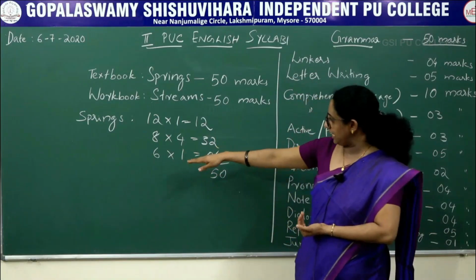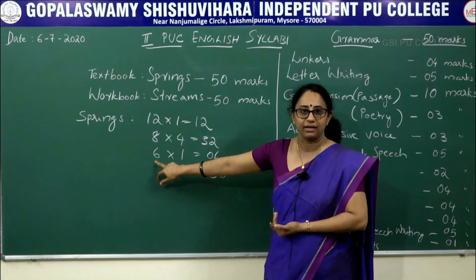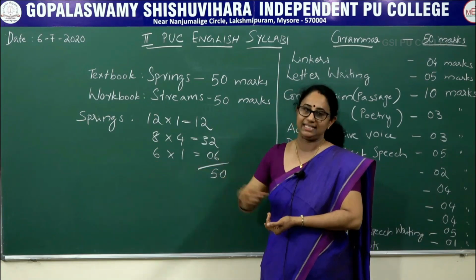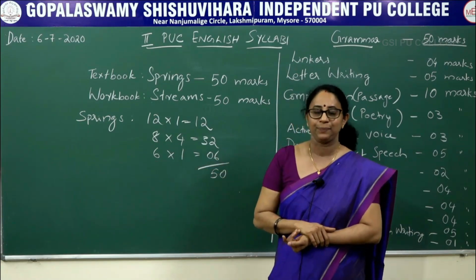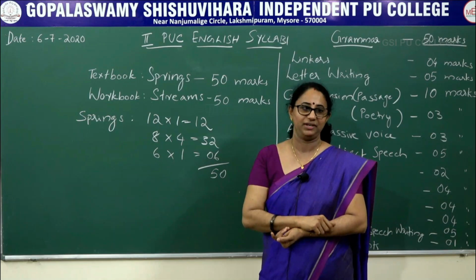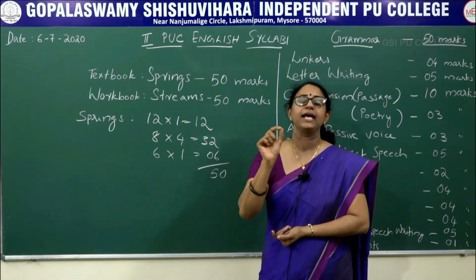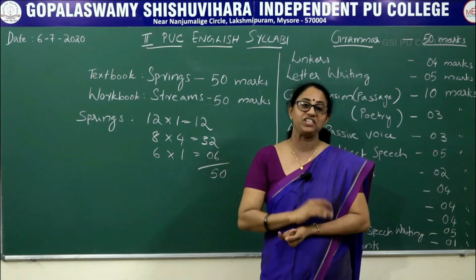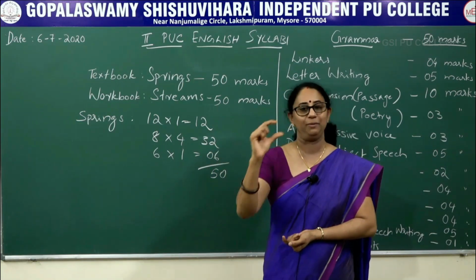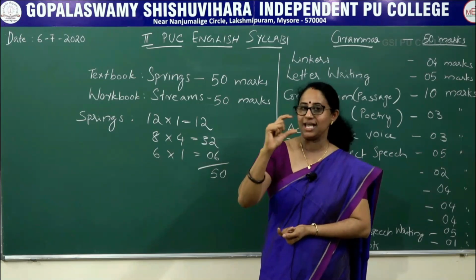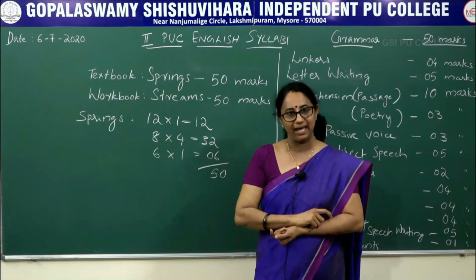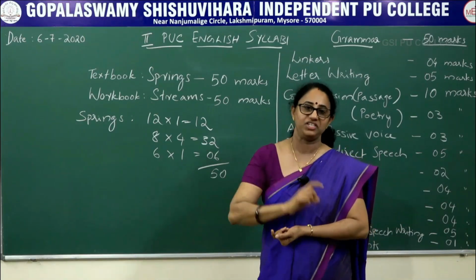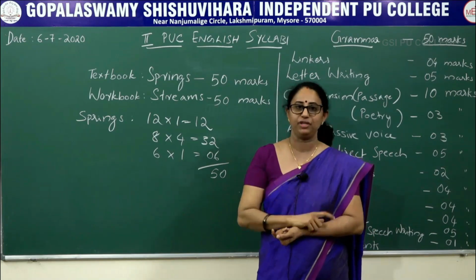Now, let's move on to the next part. You have another kind of question. You can call it a mini essay, an essay type question. 6 marks is allotted for that. Here you have options. 3 questions will come. 1 will be from poetry, 1 from the one act play or drama, and 1 question from the rest of the prose.